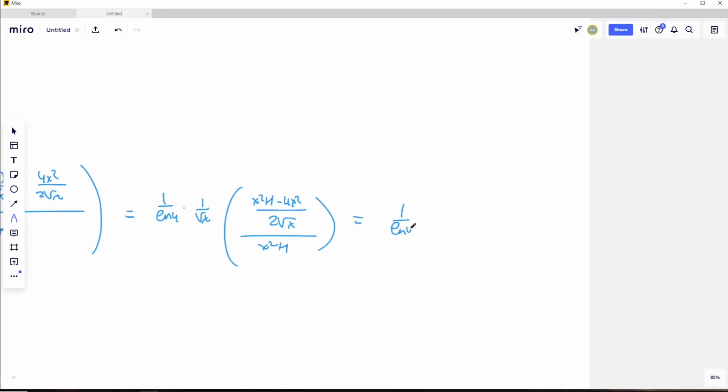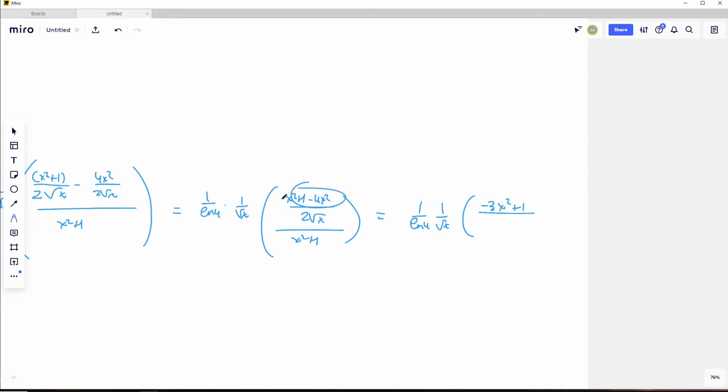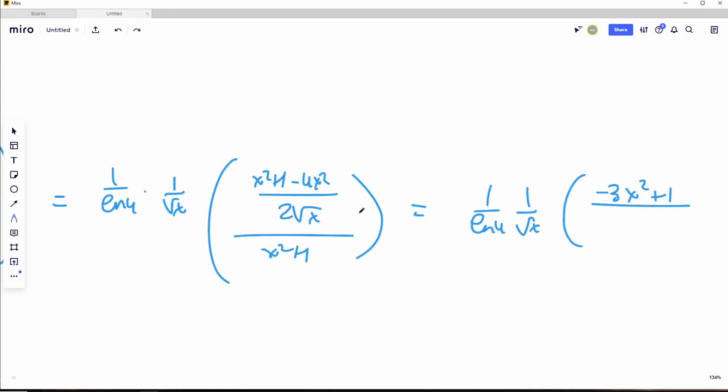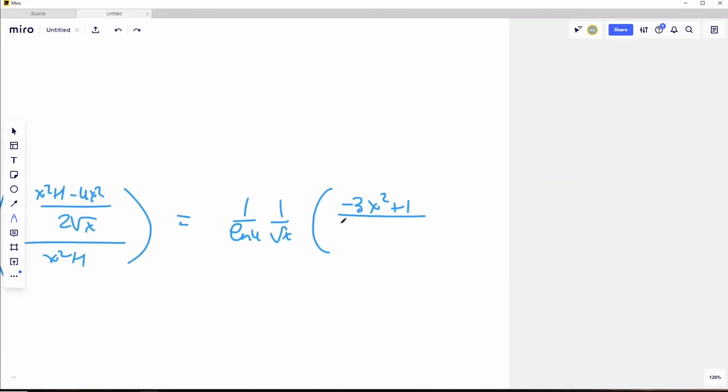So 1 over ln 4. I mean, I can do this a bit faster, but I'm gonna do things step by step, not to confuse it. So minus 3x squared plus 1 over. Now this is the second step. All I did was simplify. Now second step, this is being divided by this, so this means this is being multiplied by the 1 over x squared plus 1, eventually making the denominators multiply.